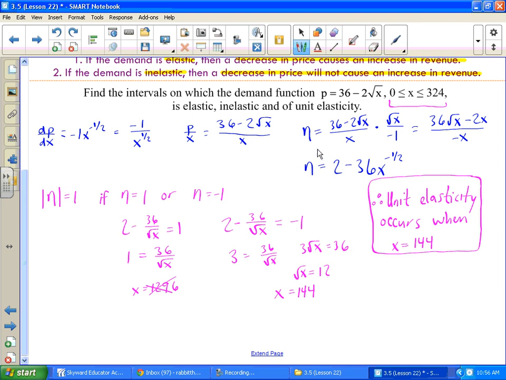So if I do the absolute value of this, so let me just do absolute value of 2 minus 36 over square root of x. If x equals, pick a value from 0 to 144 to plug in. 4. Okay, so if I plug in 4, square root of 4 is 2. 2 minus 36 over 2. What's 36 over 2? It's going to end up being negative 16. When I do the absolute value, it's 16, right?